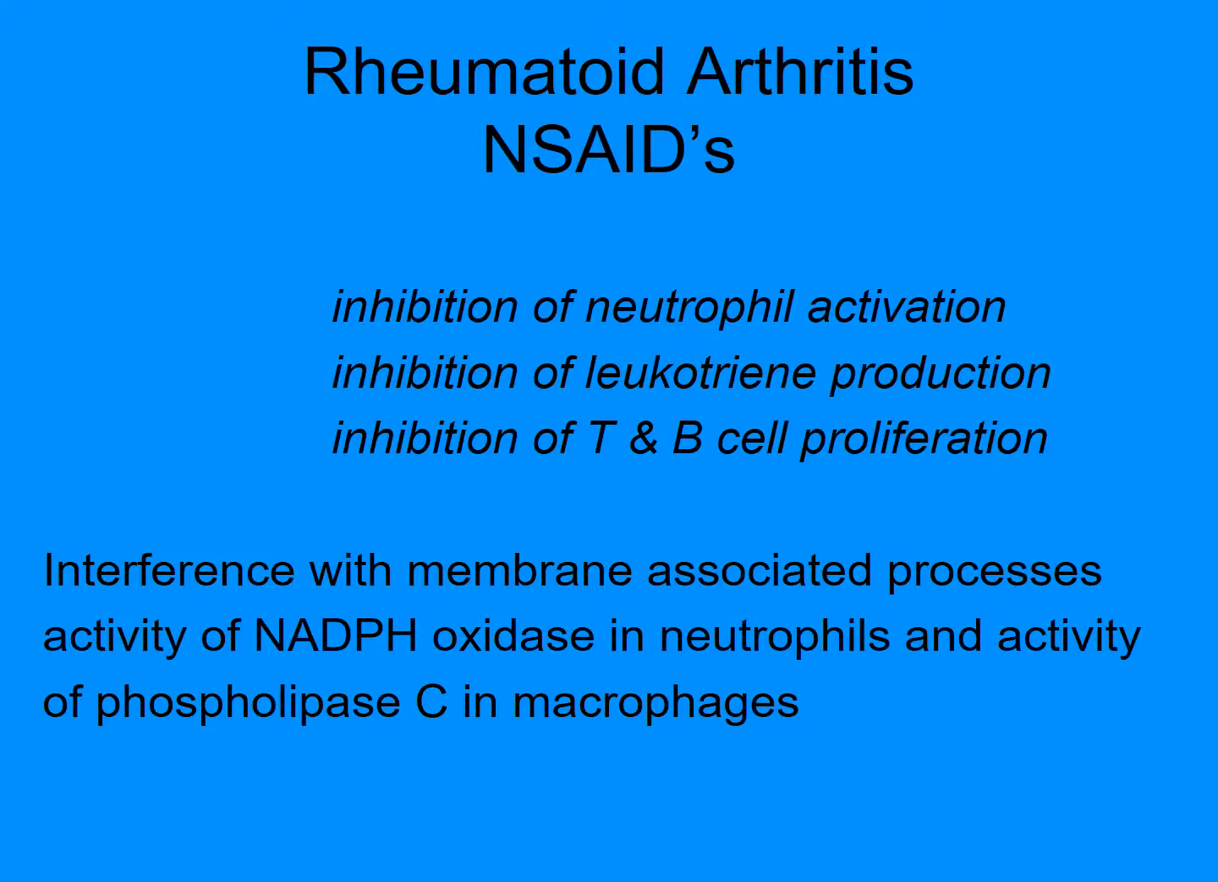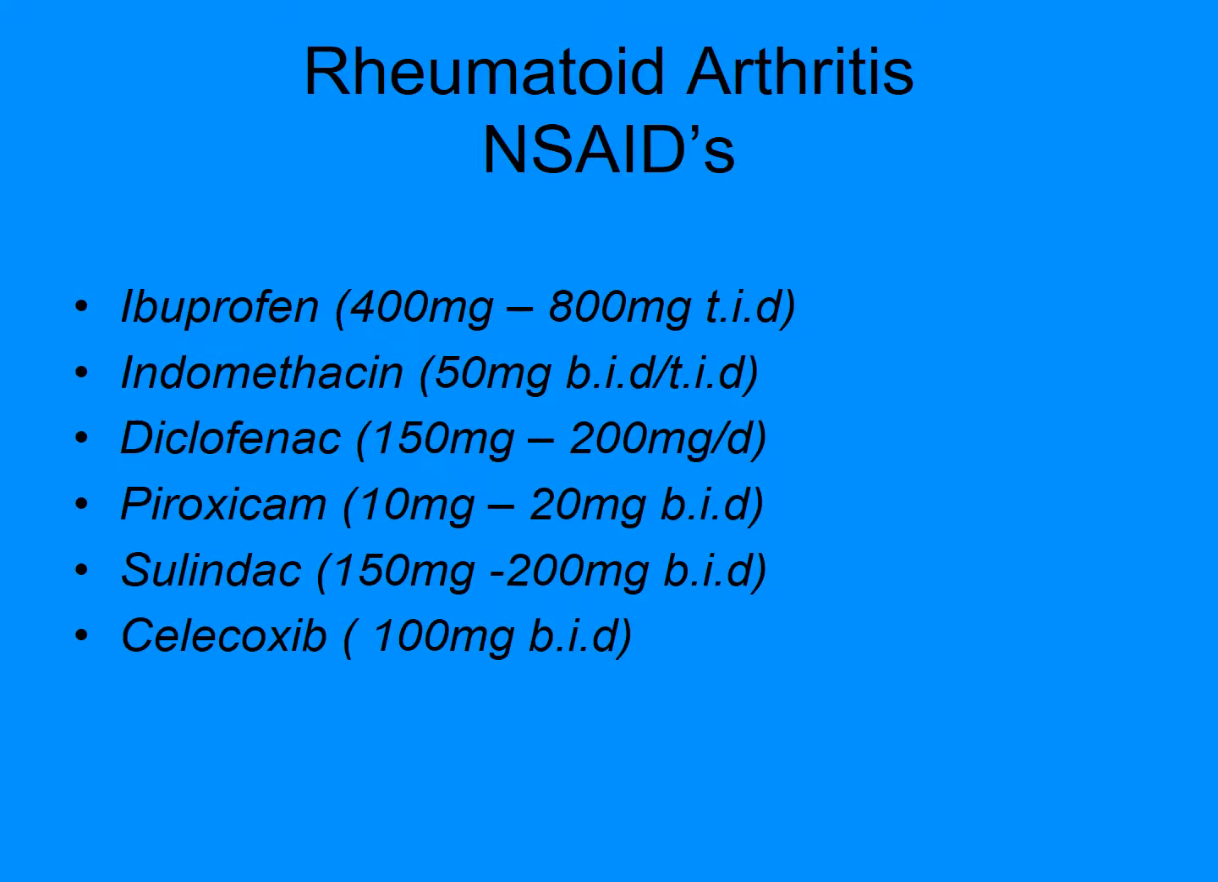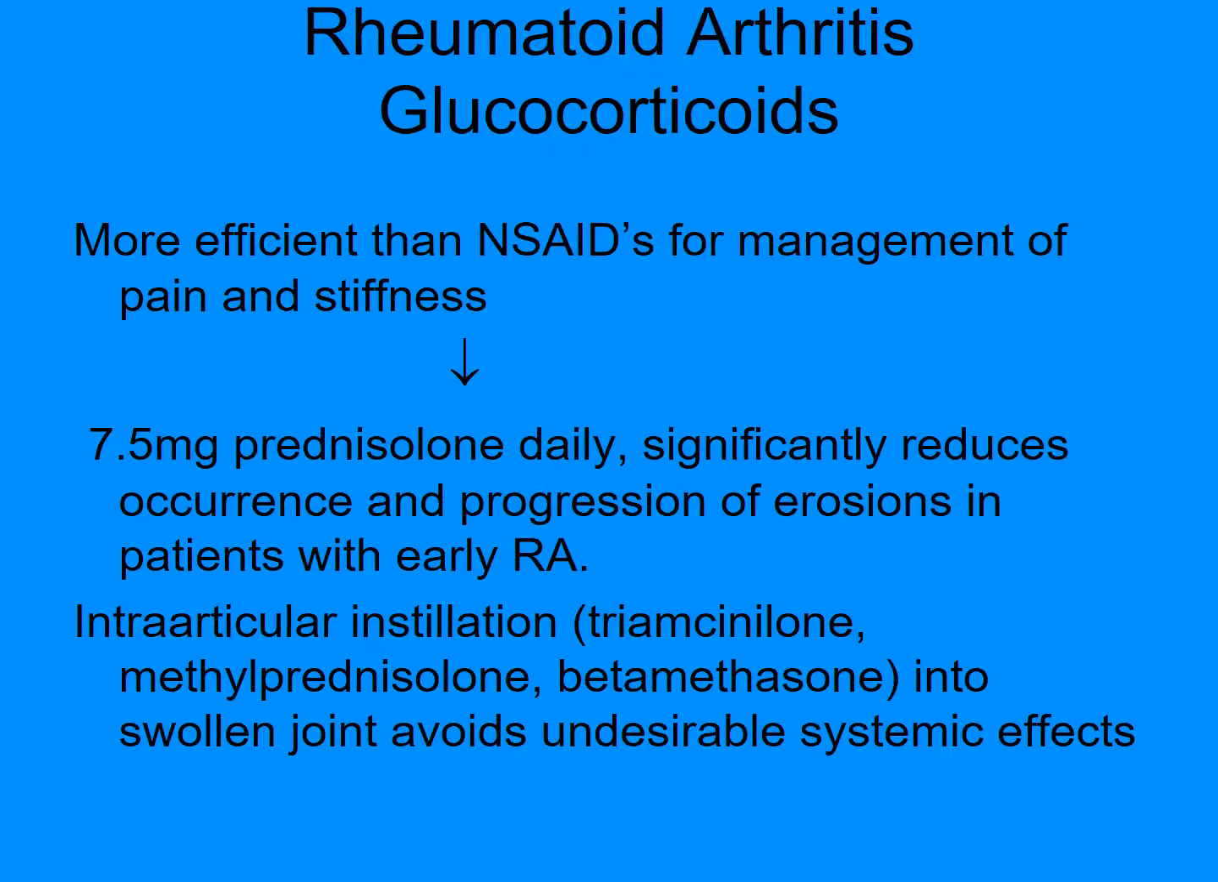They will also interfere with membrane-associated processes which will oxidize neutrophils and will also reduce the activity of phospholipase C in macrophages. These are the choices of your NSAIDs that we had discussed previously in the non-steroidal anti-inflammatory drug section.